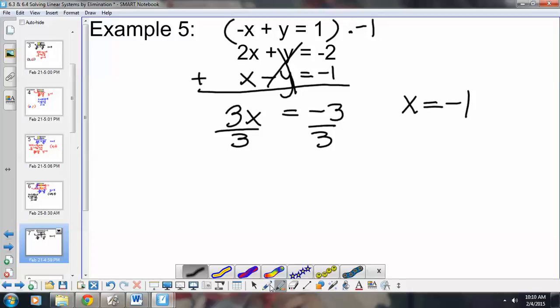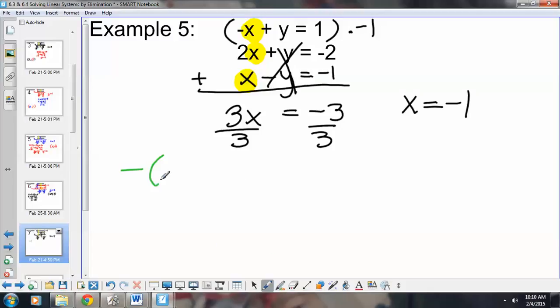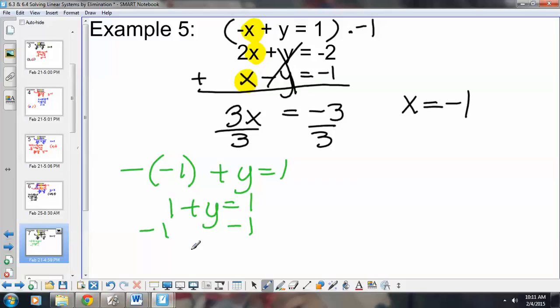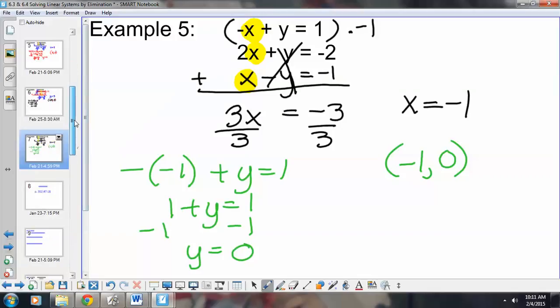I'm going to substitute into the first equation just to show you what I would do with that negative. But really any of these 3 equations would be fine to substitute into. If I use the first equation, it's the opposite of negative 1 plus y equals 1. What is the opposite of negative 1? Positive 1. So I'll subtract 1. Y is equal to 0. Negative 1, 0. And like I said previously, you can always check your work by plugging that ordered pair back into both of the equations.